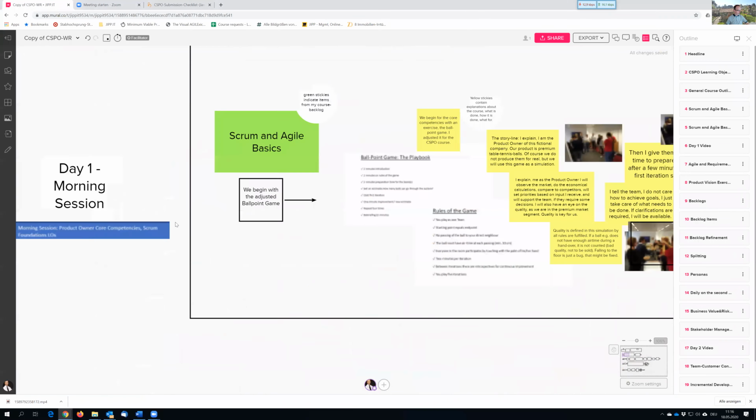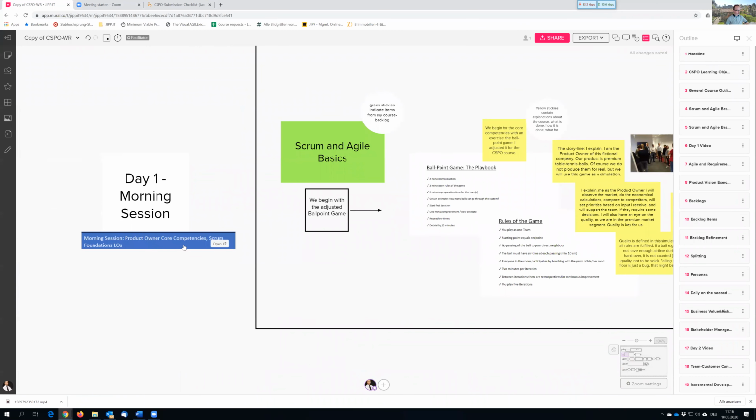The morning session covers pretty much product owner core competencies and Scrum Foundation learning objectives. That's what we have in here. In my course backlog, it's called Scrum and Agile Basics. So that's the mapping to it.